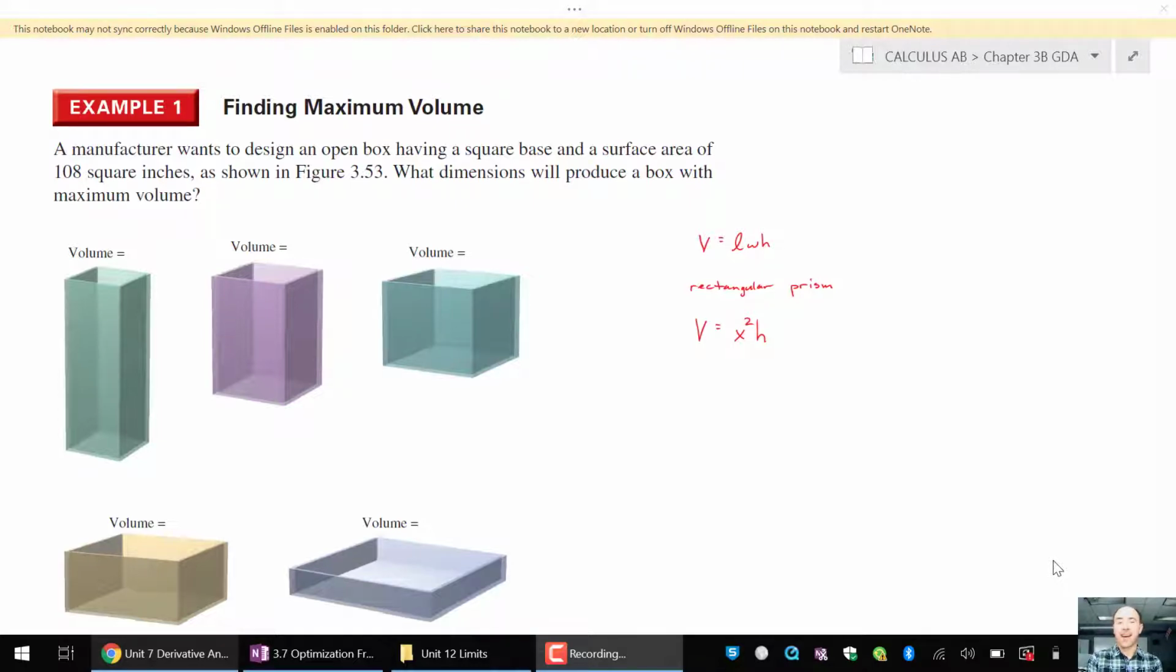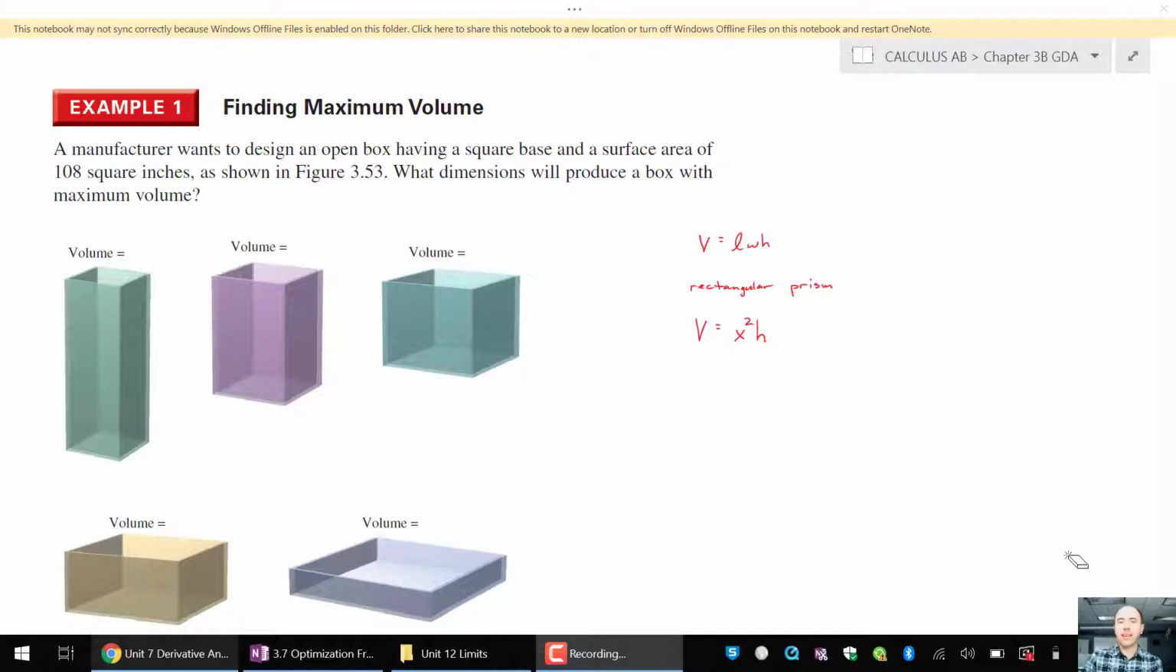Here's example one, finding a maximum volume. You can see a number of different pictures here of boxes, and the manufacturer wants to design this box with no top, an open box. It has a square base and a restricted surface area of 108 square inches. And the idea here is to figure out what kind of dimensions will produce the box that has the maximum volume. So we call a problem like this an optimization problem.